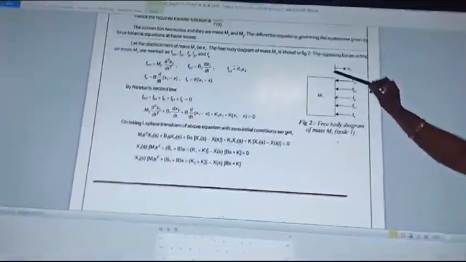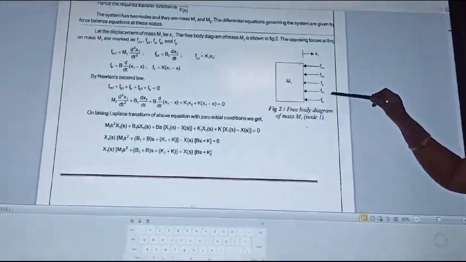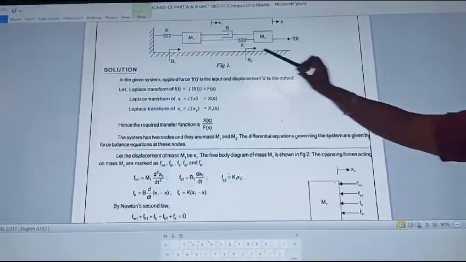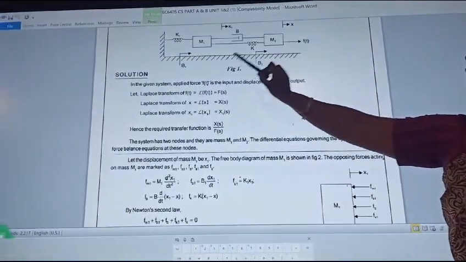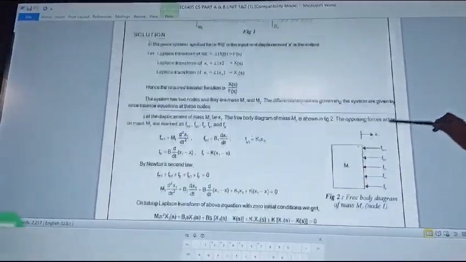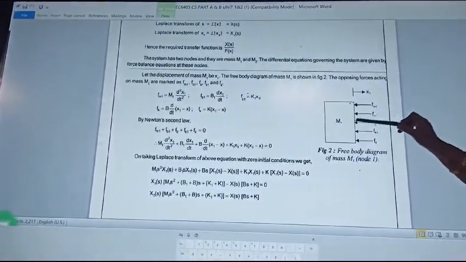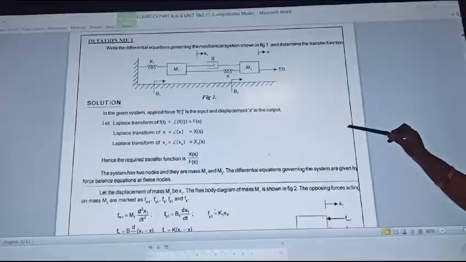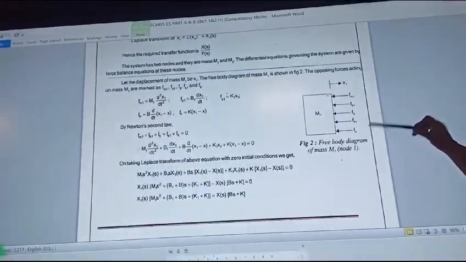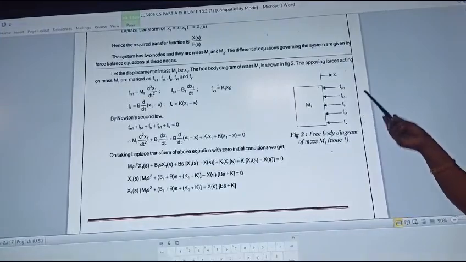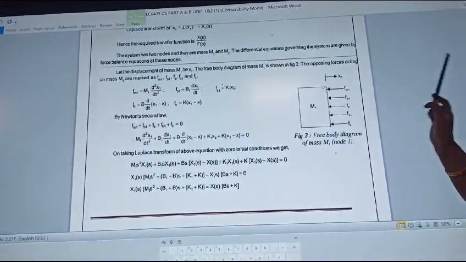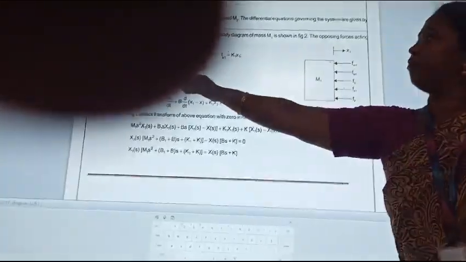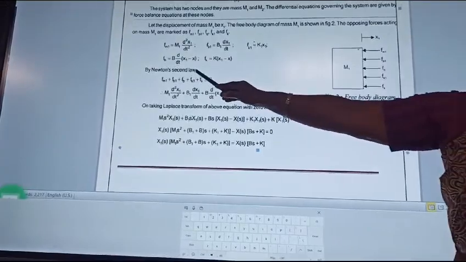For mass 1, you should draw a free body diagram. What are the elements connected with mass 1? We can see here, with mass 1, K1, B, K and B1, all the components are connected. So the opposing forces developed by the components connected to mass 1 are Fm1, Fb1, Fk1, Fb and Fk. First we have to write the opposing force balance equation.